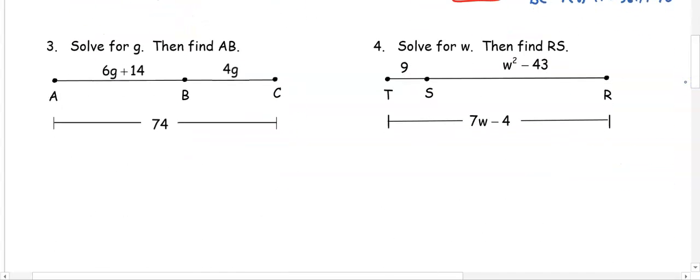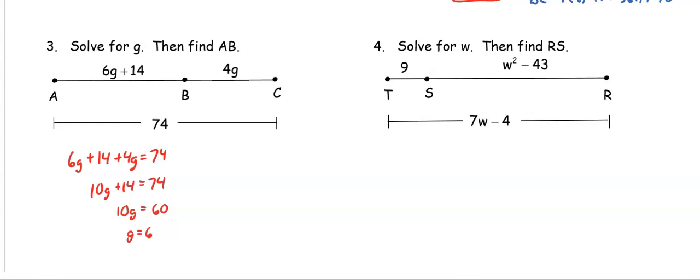In number 3, solve for G and then find AB. So we would have our two parts again that would equal the whole length. So 6G plus 14 plus 4G is equal to 74. So we get 10G plus 14 equals 74. We can subtract 14 from both sides. 10G equals 60. When we divide by 10, G is 6.